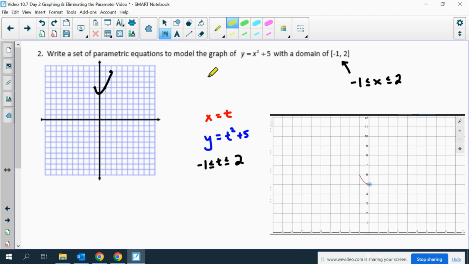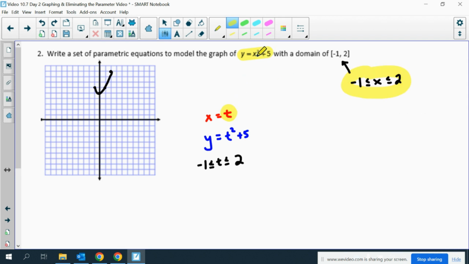Finally, let's go over the last things. Write a set of parametric equations to model the graph of y equals x squared plus 5 on this domain. So the easiest way to do that is to just make x equal t, which would make y equal t squared plus 5. And then you figure out what t values are going to make this work.